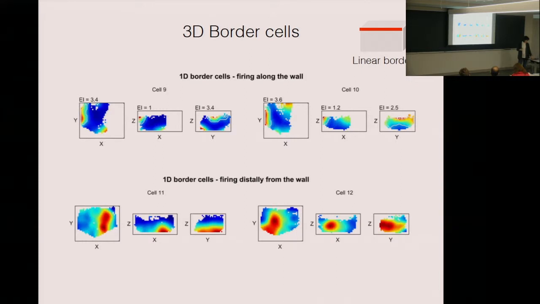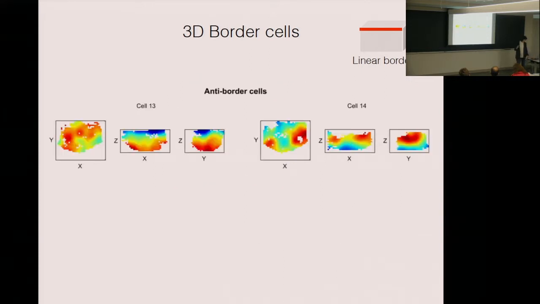Last thing I want to show you here is a little bit of a curiosity. For lack of a better term, we call these anti-border cells. They would fire in the whole room except just around the ceiling or just around the floor. We actually had many of these that fire all over, not spatially selective at all, but they don't fire along the floor. So if you have a better name, tell me.